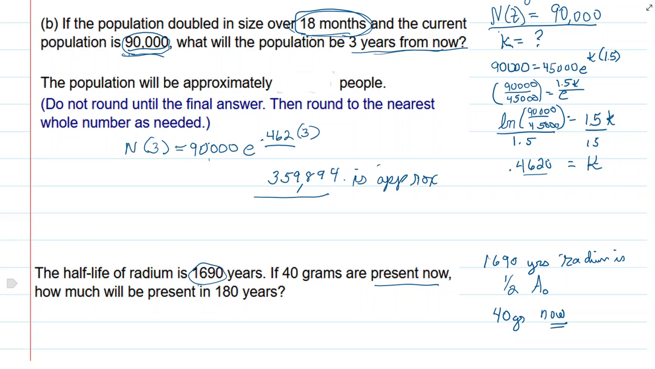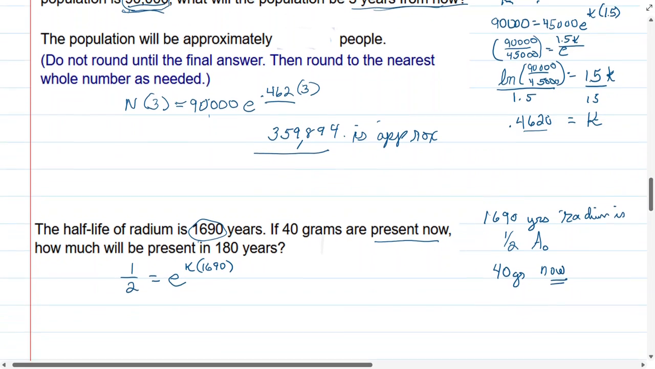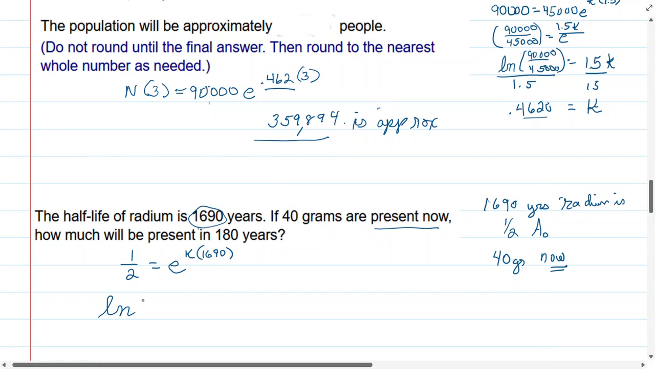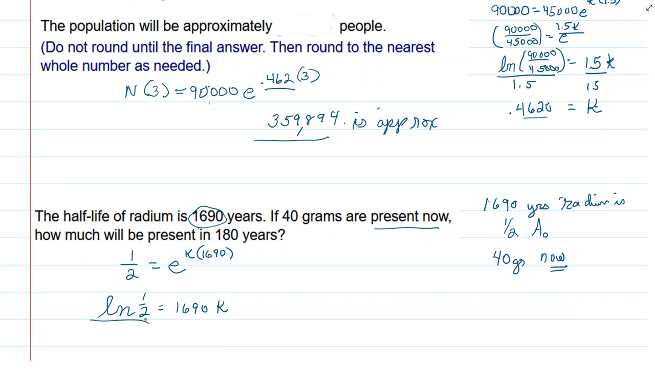So I'm going to just write it as 1/2 equals the K times 1690. Oh my God, it's a lot of years. Okay, we're going to have a lot of decimals here, maybe. I don't know. So we're going to do the natural log, divide by that 1690. So let's see what we get.